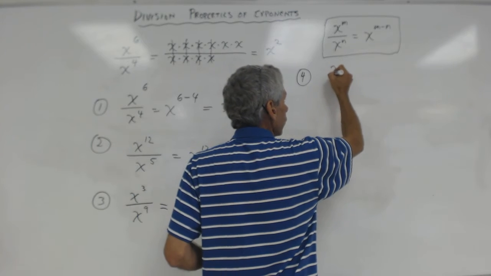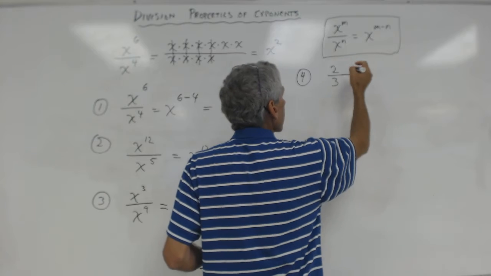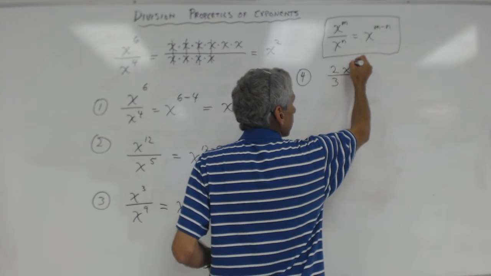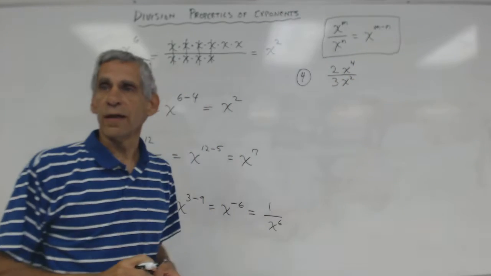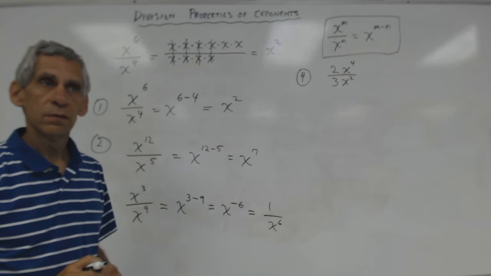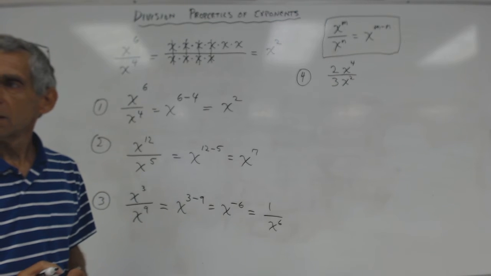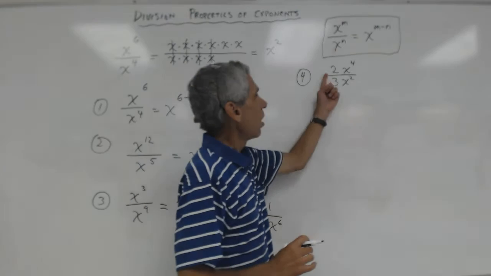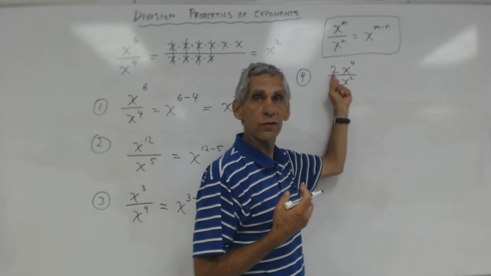What if I gave you 2/3 x to the 4th over x squared? What would I do now? The 2 and the 3 would go together, and so would the x to the 4th and the x squared. So always, and when I do these, I always take care of the numbers, the coefficients first.